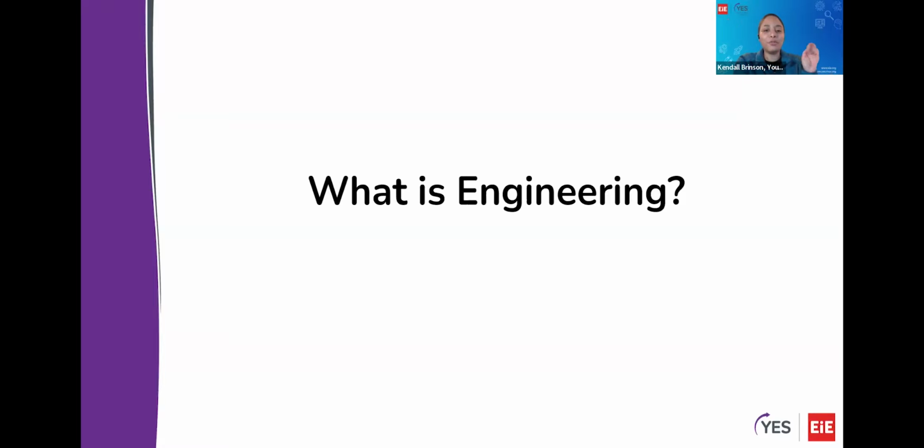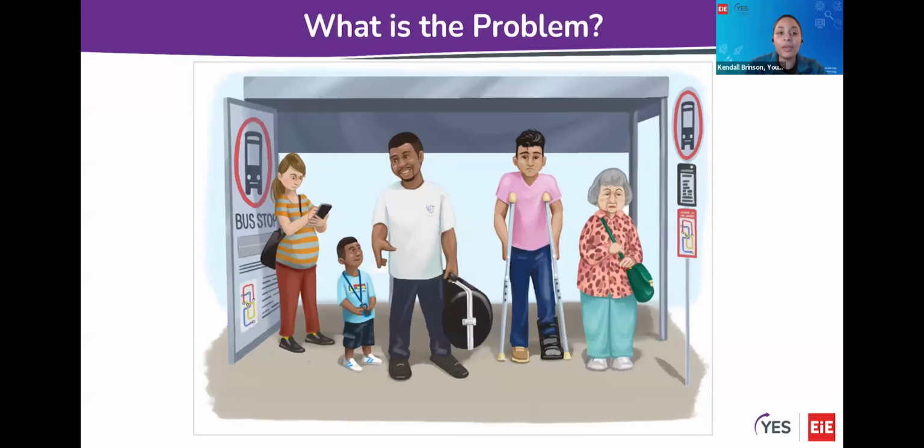All right. So first and foremost, as engineers, we have to think about the type of problem that we're solving. So I have this photo here, and there's some things going on. You can either raise your hand or type in the chat, what is the problem? What do you notice in this image?